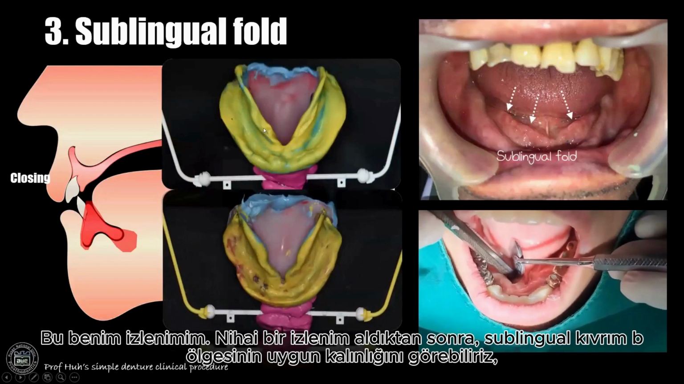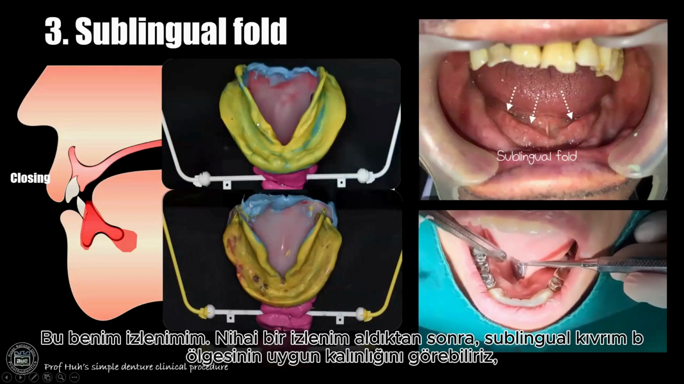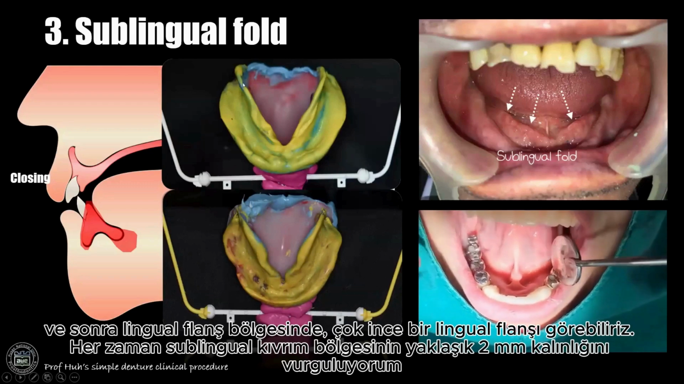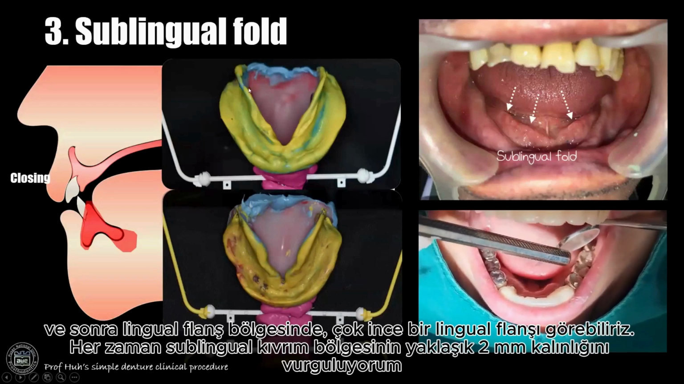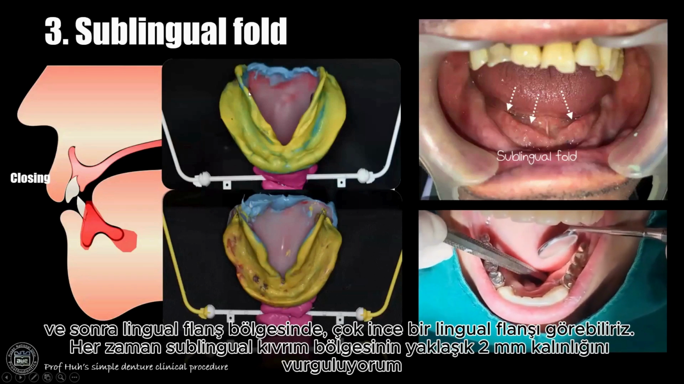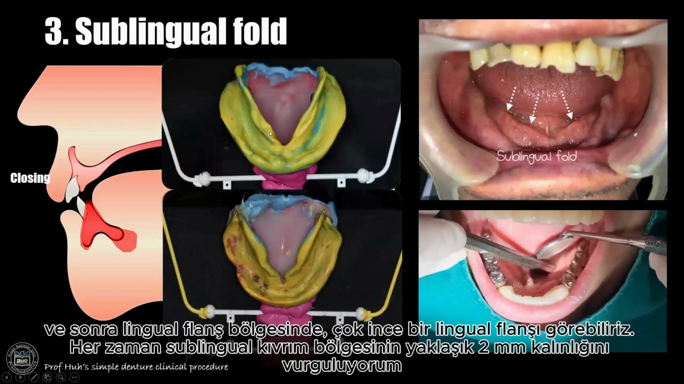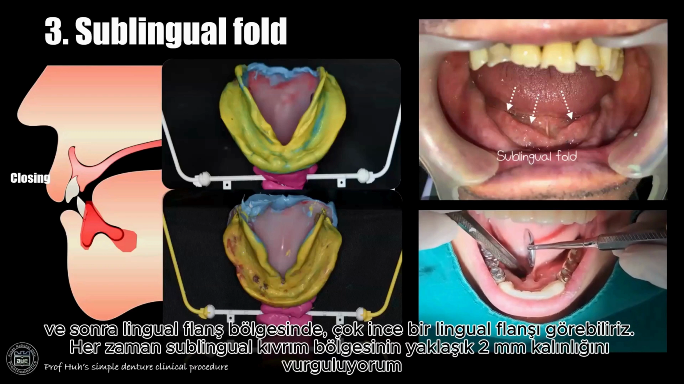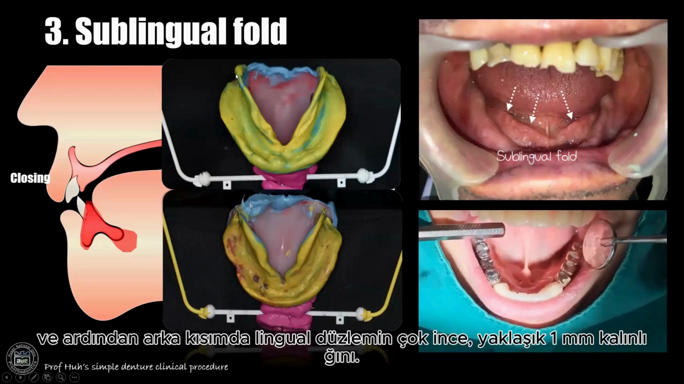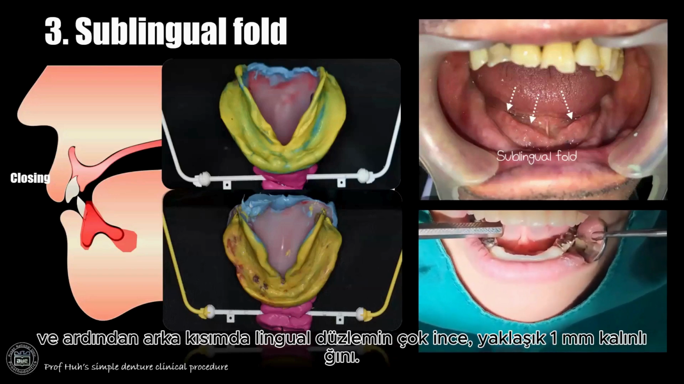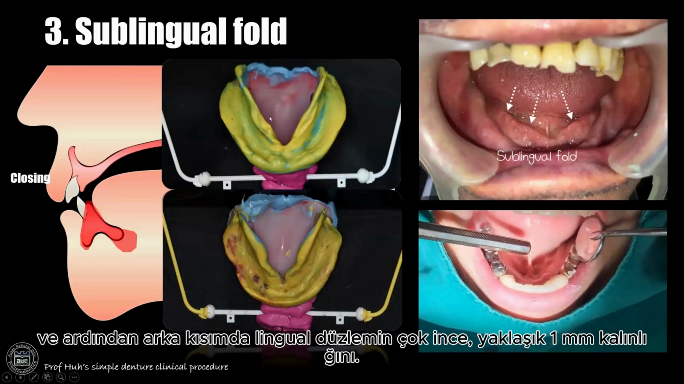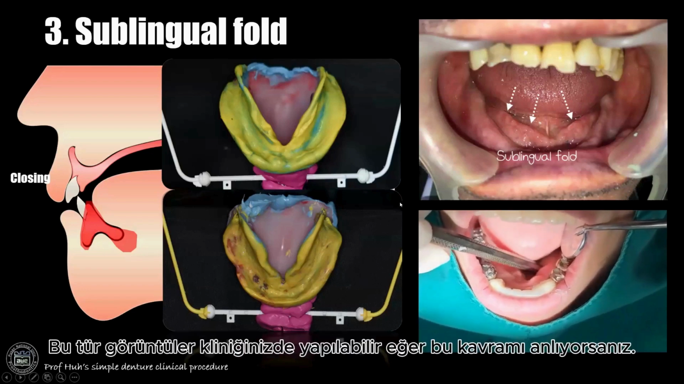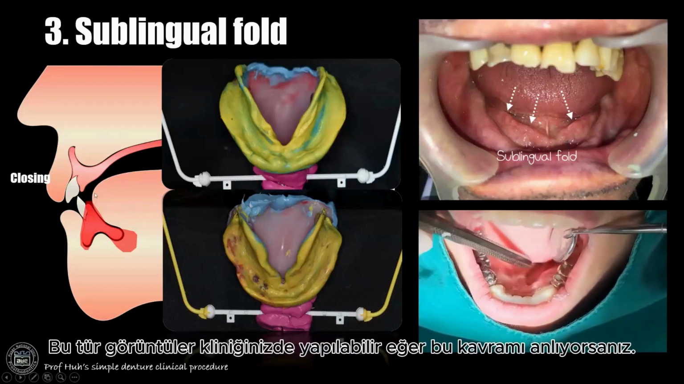So this is my impression. After taking a final impression, we can see the proper thickness of the sublingual fold area. And in the lingual pharynx area, we can see a very thin lingual pharynx. I always emphasize about 2 millimeter thickness of the sublingual fold area, and a very thin, about 1 millimeter thickness of the lingual pharynx or posterior part area. That kind of picture could be made in your clinic, if you understand this concept, okay?